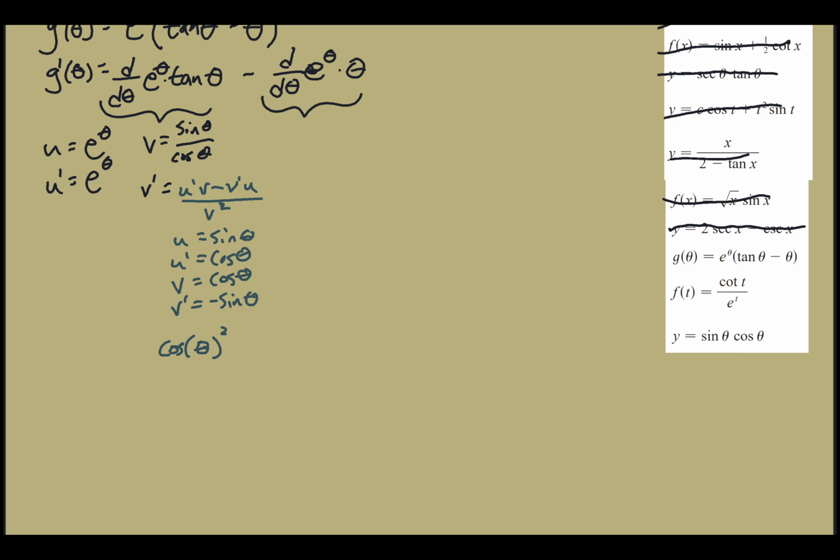Cosine squared, and then minus v prime, so it's going to be plus sine u, so it'd be sine theta squared, and that whole thing is going to be divided by cosine squared, v squared.